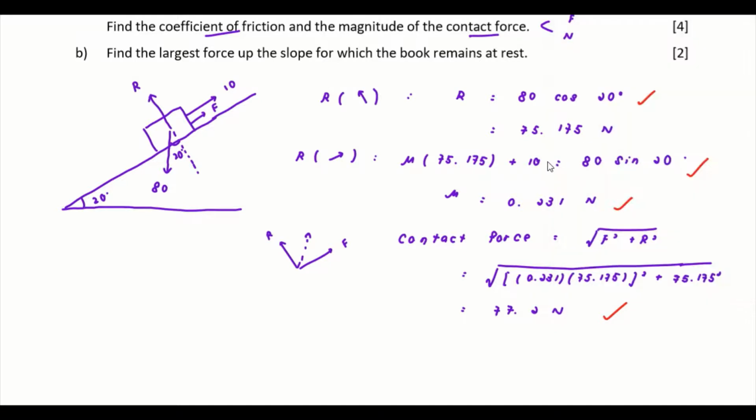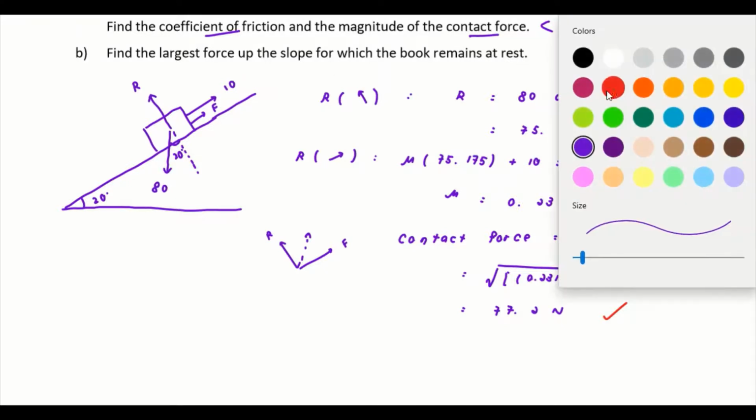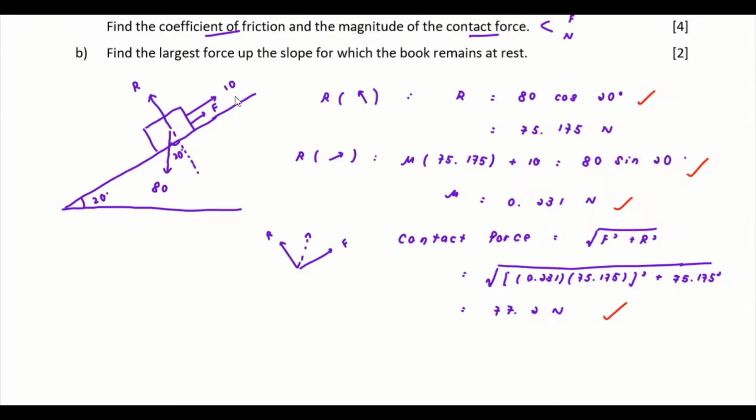Okay, so now part B: find the largest force up the slope for which the book remains at rest. Which means the force here is no longer 10. I'm going to use the other color here. This is the new force that we want to find. So what is the largest force up the slope for which the book remains at rest?